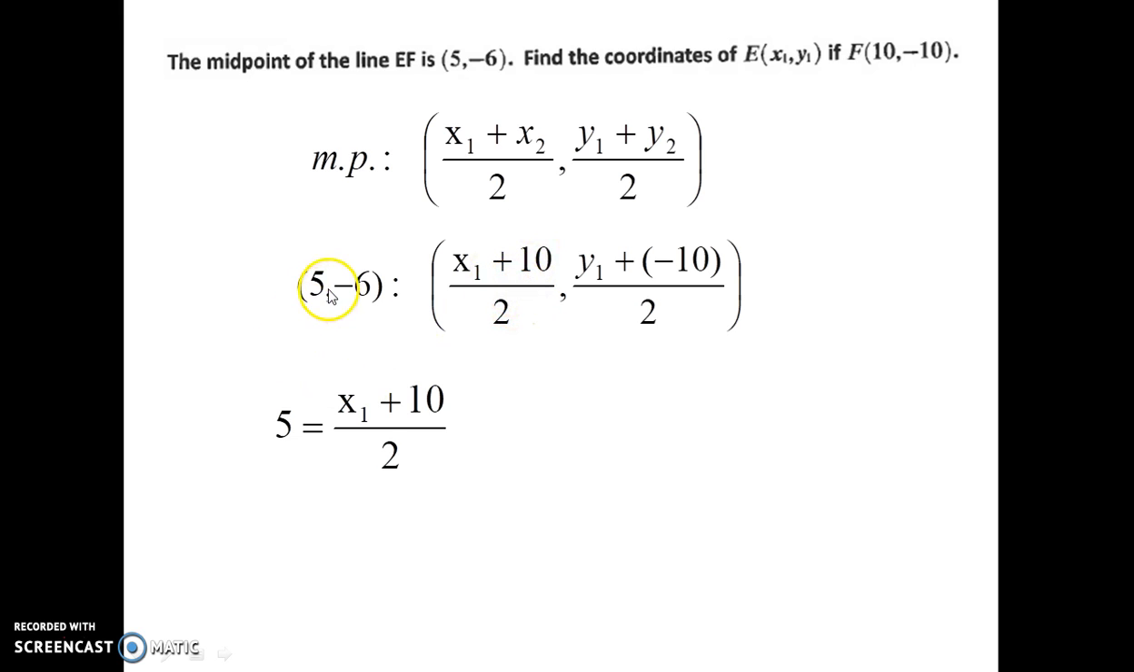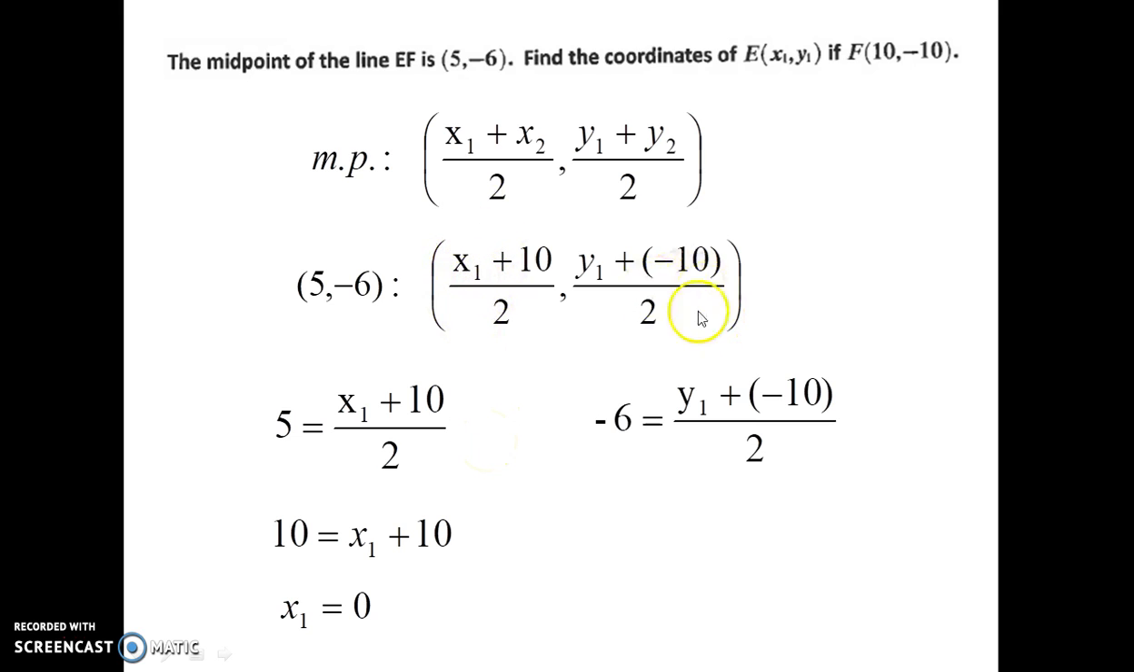This thing must be 5, so 5 equals that thing. If you solve this, you can multiply both sides by 2, which gives you 10 on this side, and that 2 is now gone. Now subtract 10, and you're left with x1 is 0. So it turns out the x value of that first point is 0.